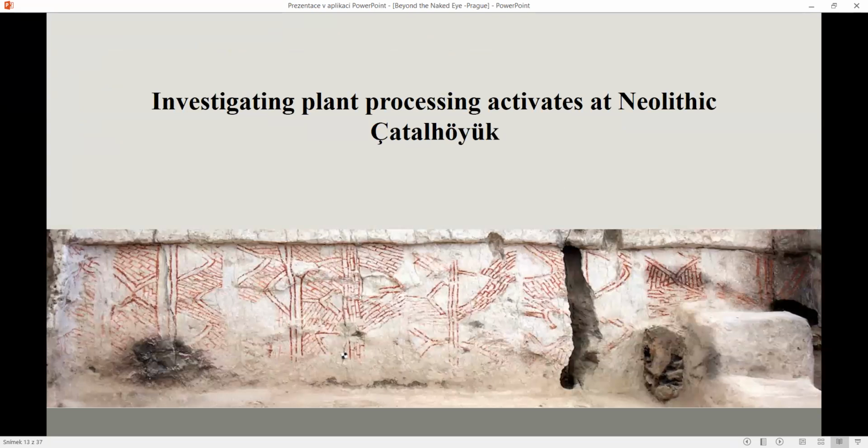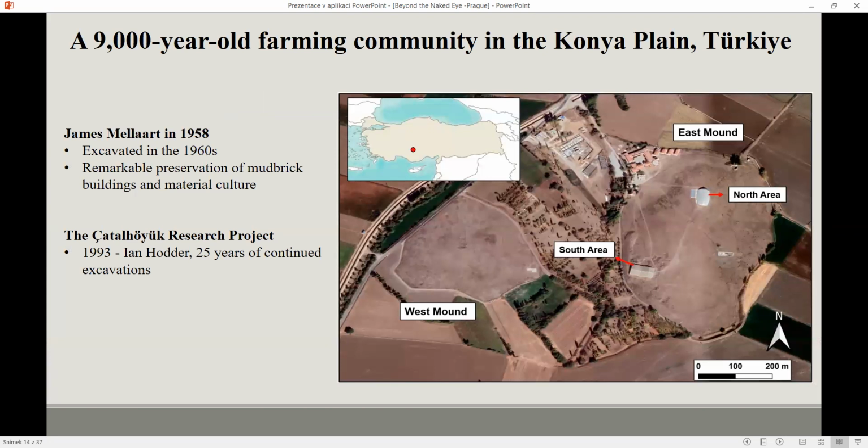So now I will proceed to demonstrate with a practical example how all these protocols, all these processes are put in practice while showing some examples from Çatalhöyük. So let's introduce first the site.